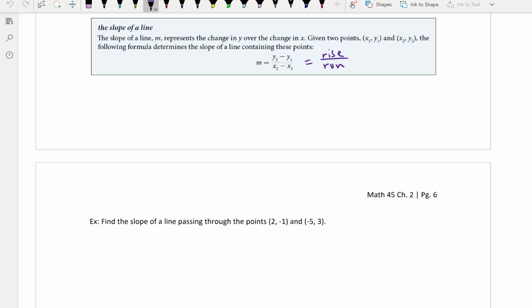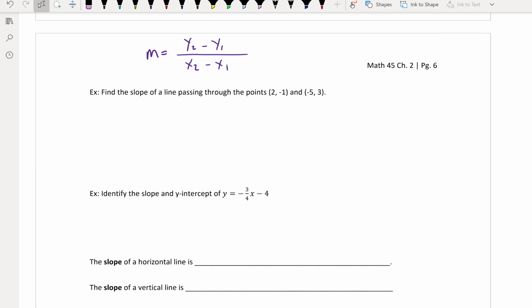So for this next example that says find the slope of a line passing through the points (2, -1) and (-5, 3), I want to make sure that I copy down the formula correctly. So here that slope formula is m is equal to y2 minus y1 over x2 minus x1. So now that I have that written down, it might be helpful to go ahead and label our points. So we have our x1, y1, and we have our x2, y2.